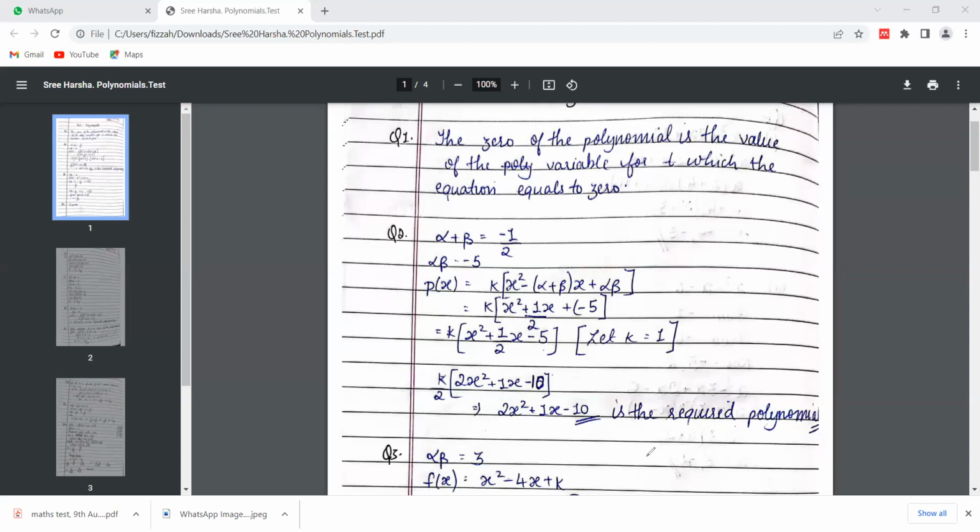Again, a little mistake. So the 0 of the polynomial is the value of the variable for which the value of the polynomial is equal to 0. Understood? Yes, ma'am. Equal to 0, right? There's no equation here. It's a polynomial only.